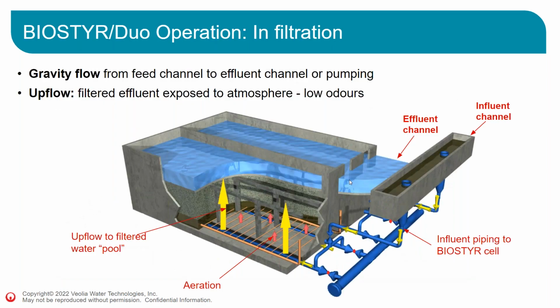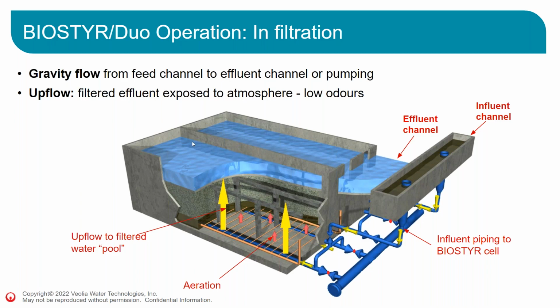So now, how does it work? When the Biostyr is in operation, this is a gravity flow. So the flow goes down to the bottom of the cells. The water goes up through the cell, as I mentioned earlier. And there are also air grids right here, you can see, that will supply the air for the biological treatment up in the media. If the Biostyr is anoxic, there will be no aeration. And if there are simultaneously anoxic and aerobic zones, the air grids will not be at the bottom, but will be higher up in the filter.